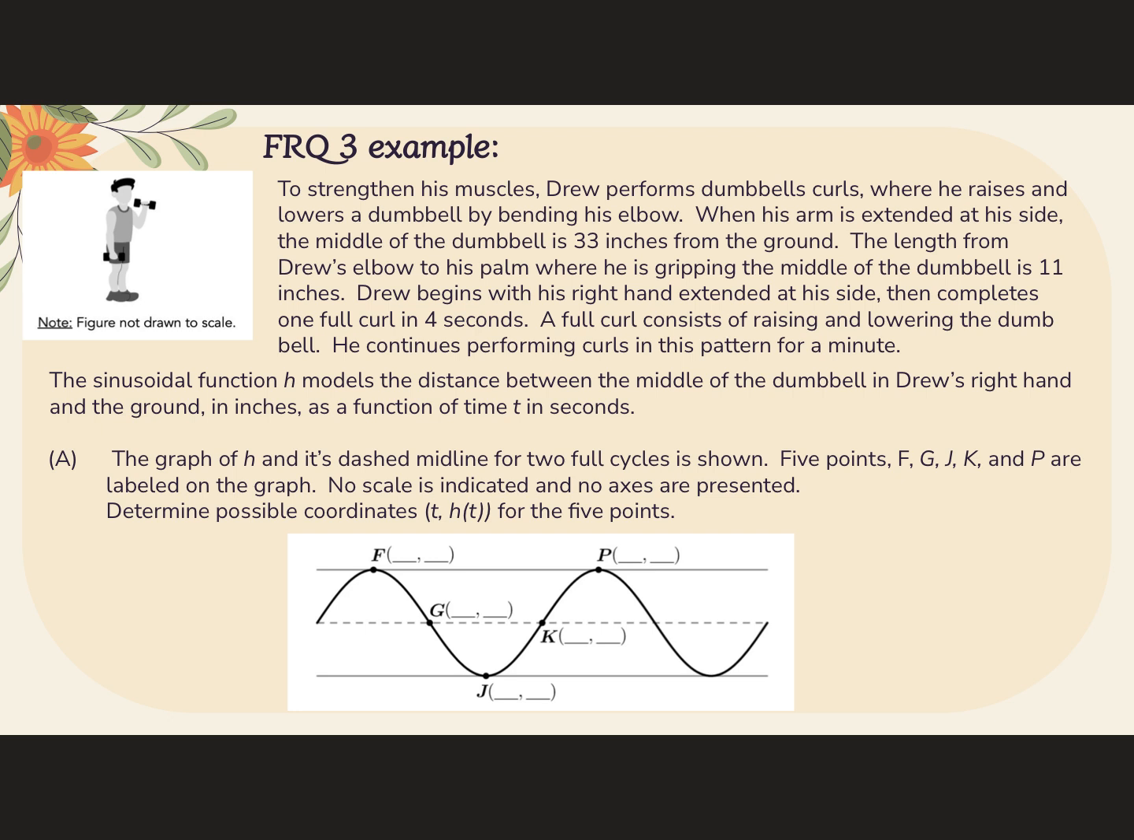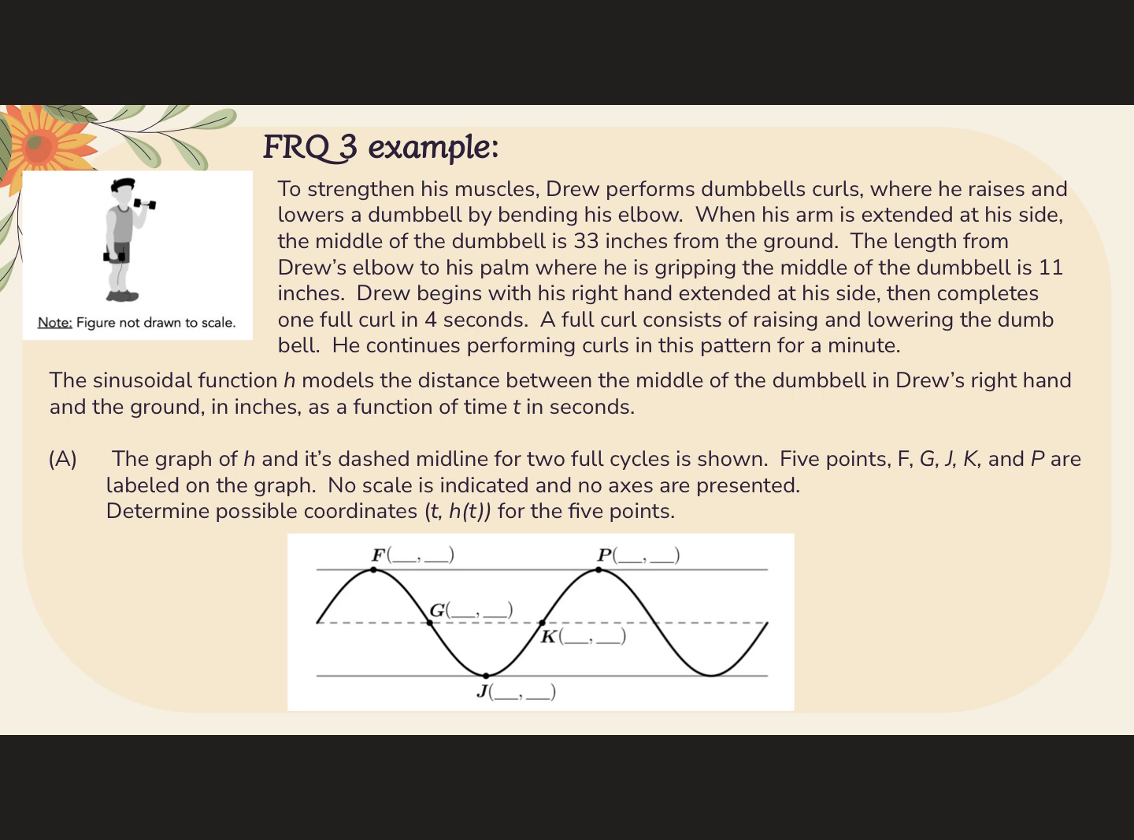Drew begins with his right hand extended at his side, then completes one full curl in 4 seconds. A full curl consists of raising and lowering the dumbbell. He continues performing the curls in a pattern for a minute. The sinusoidal function h models the distance between the middle of the dumbbell in Drew's right hand and the ground in inches as a function of time t in seconds.